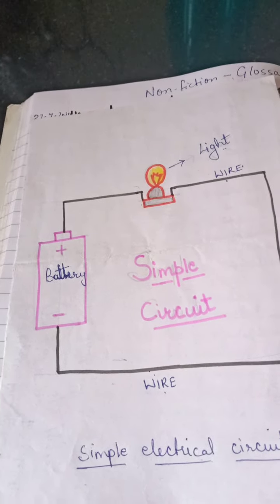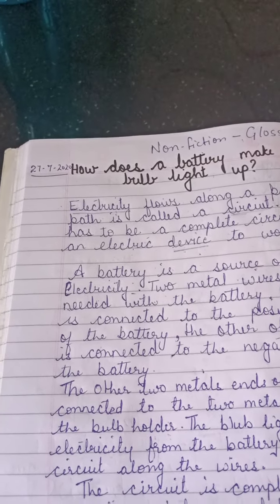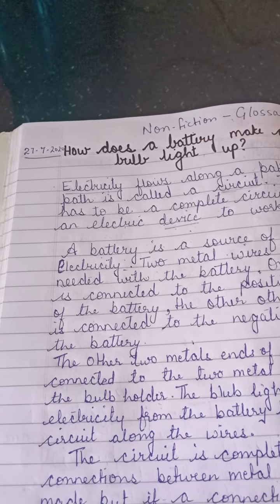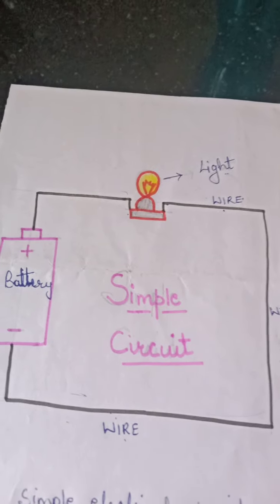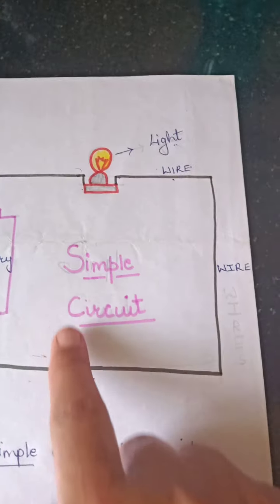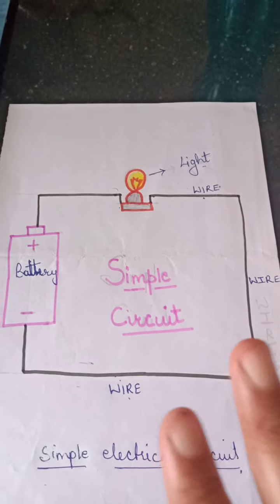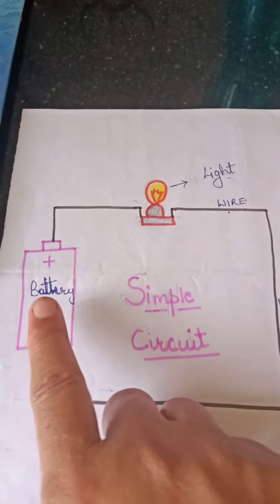So what's a diagram? If I ask you, how would you answer that question? See, how does a battery make a bulb light up? That's an information which is given. Now to support this information, to make it easier for the readers to understand, the informational text is supported by a diagram. Now what's a diagram? It's a drawing or a picture that has labels showing important parts. So that's a picture. It's a drawing, and it shows important parts.